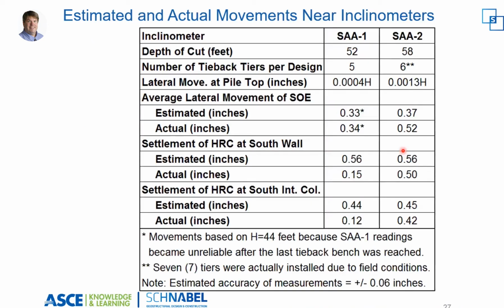And these are the results. We got fairly decent agreement between what we estimated and what was measured. Some of them were off a little bit, but for the most part, they were reasonable. Obviously, the actual movement would include all of the different sources of movement, so it's hard to separate out what was just lateral movement and bulging.